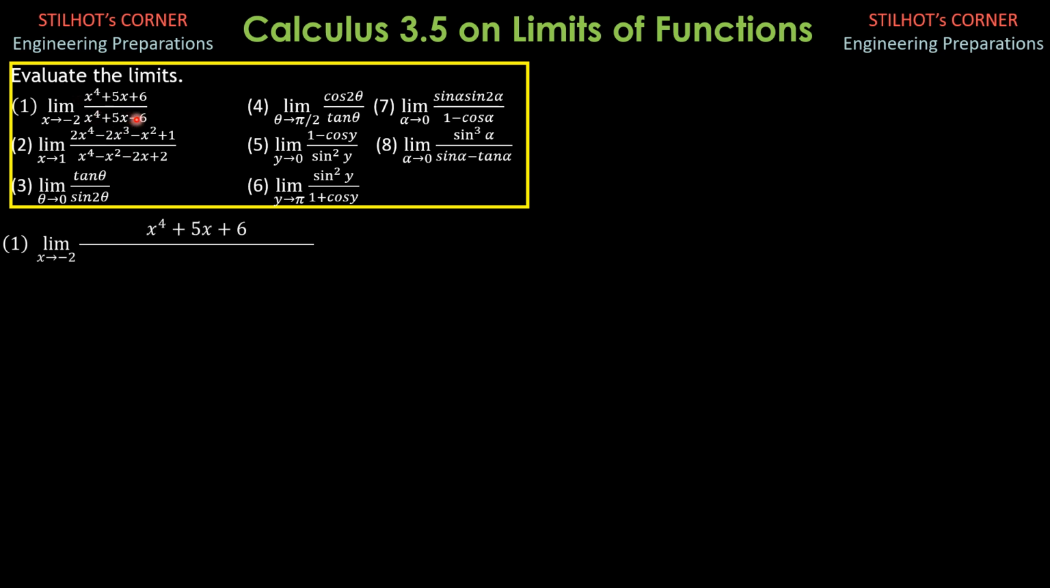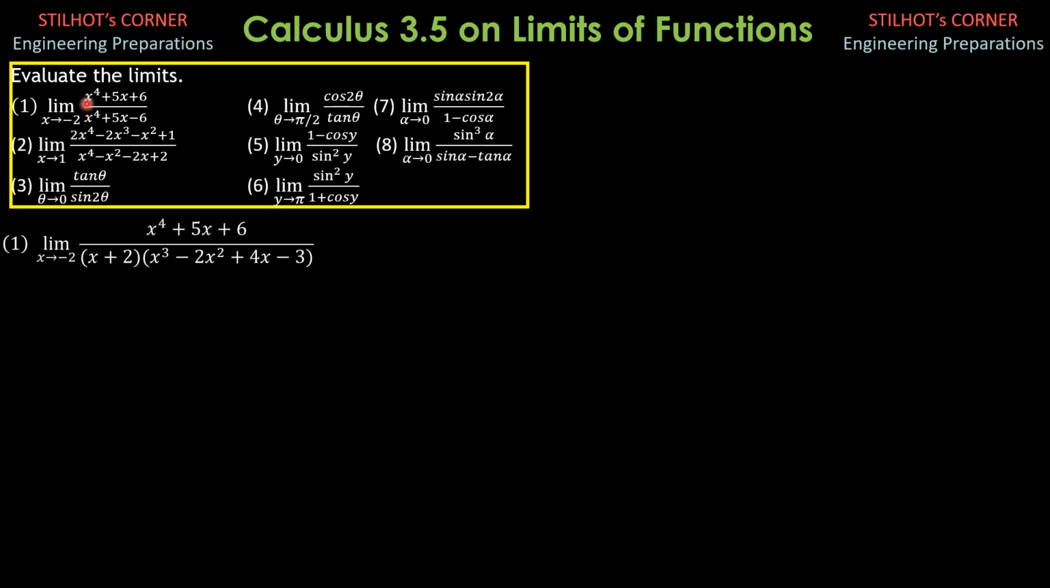First, we have limit of x to the fourth plus 5x plus 6 over x to the fourth plus 5x minus 6 as x approaches negative 2. The denominator is approaching negative 2 to the fourth plus 5 times negative 2. So 16 plus 5 times negative 2. So 16 minus 10, 6 minus 6, 0.